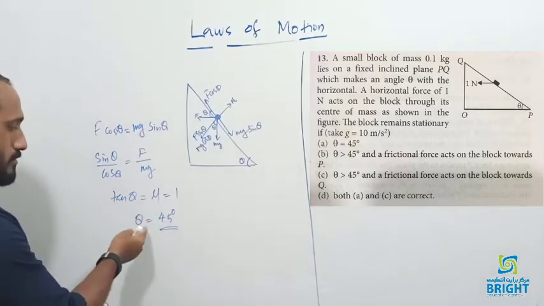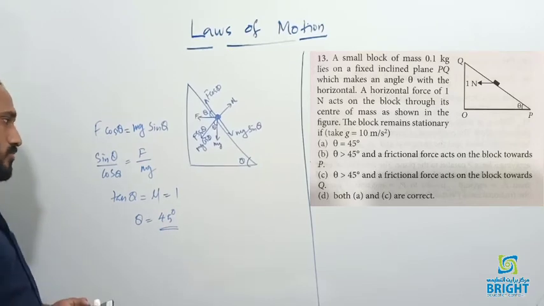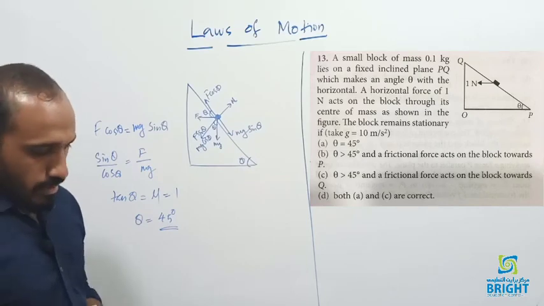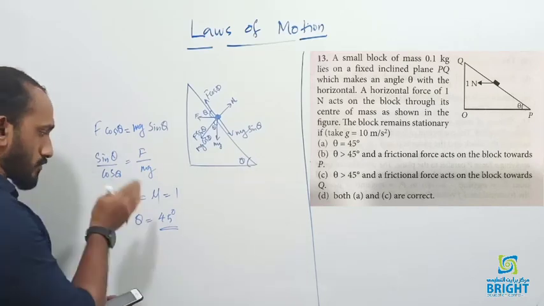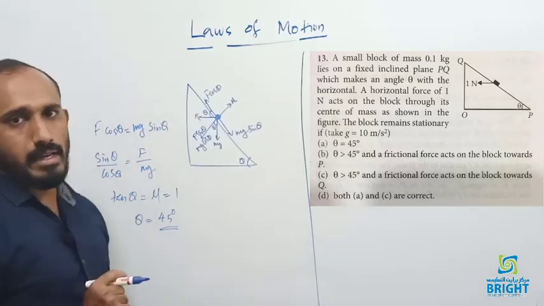So here theta is 45 degree. Now see the question. In these options, if you go through it, we can see the options like this way. Theta is equal to 45 degree. Of course we got it. So option A is correct. Don't hurry to make it answer A.